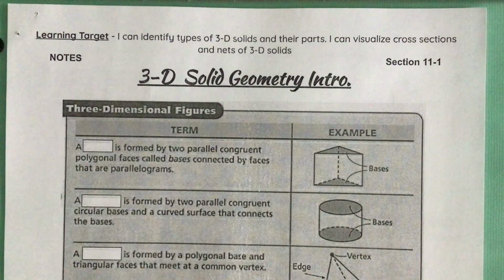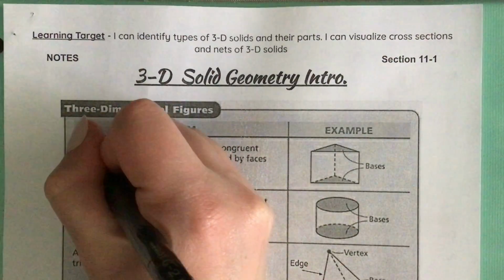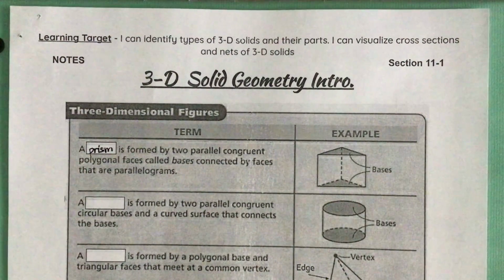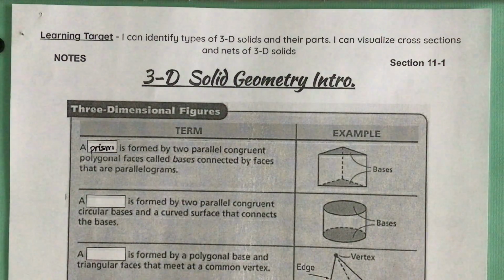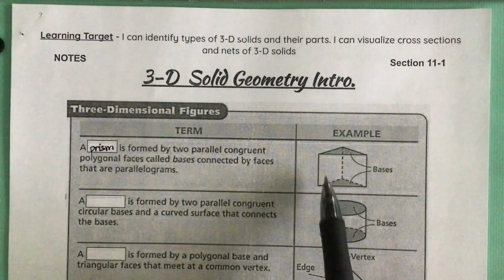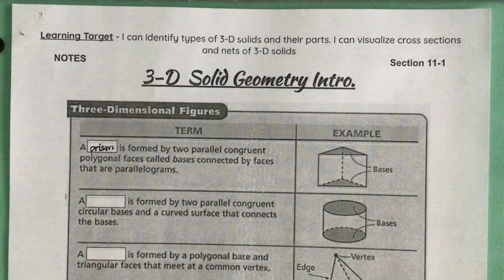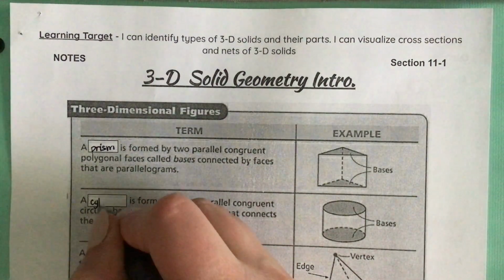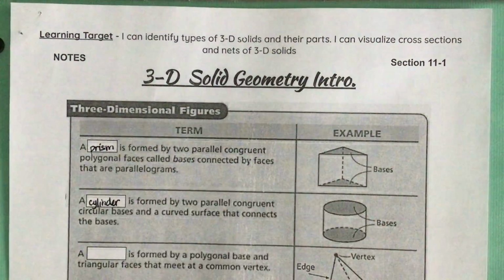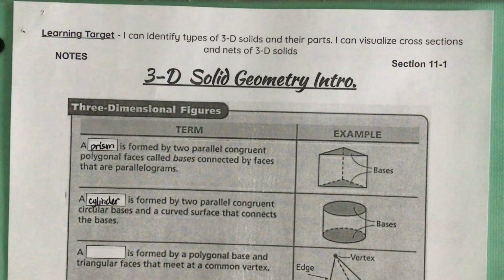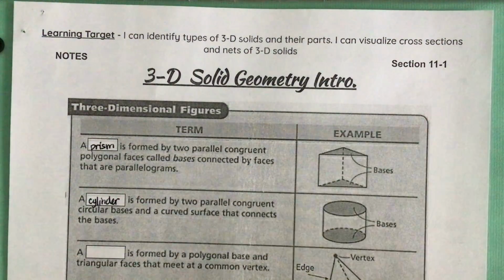The first type is a prism. So a prism is formed by two parallel and congruent faces called bases connected by faces that are parallelograms. So this right here is an example of a prism. That's a triangular prism. We also have something called a cylinder, and a cylinder is formed by two parallel congruent circular bases with a curved surface around them. And then this is an example of your cylinder.